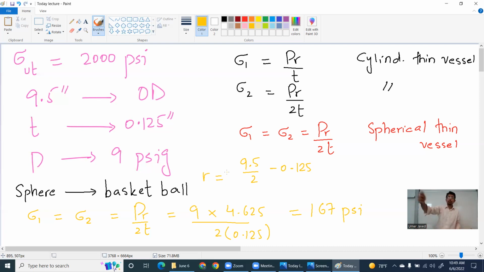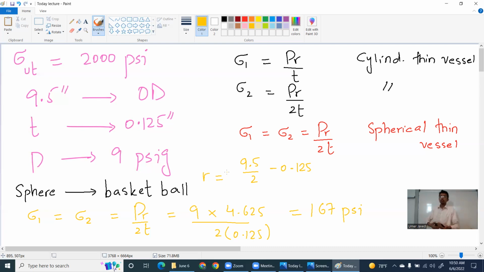Let me convert it for you in English. 14.7 pounds per square inch. When you have 9 pounds per square inch gauge, that means inside the basketball there is actually a pressure of 9 plus 14.7, which is equal to something.